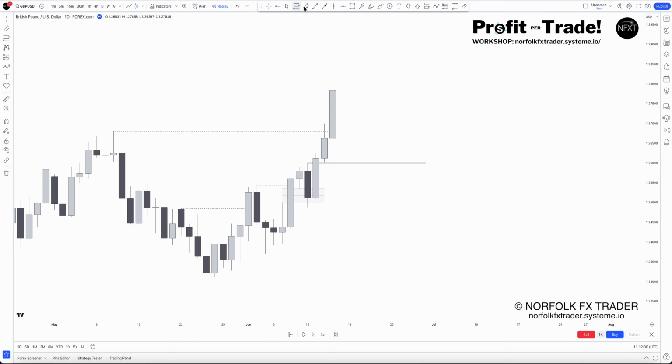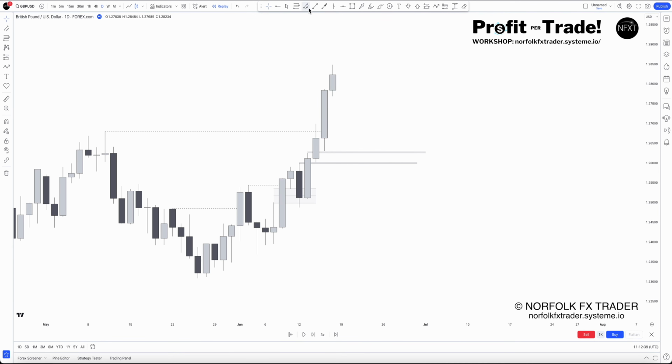Now we have another gap we can draw here. So as the market moves higher, we can draw out these gaps left over. And another continuation. So you can see how I'm drawing these gaps out.